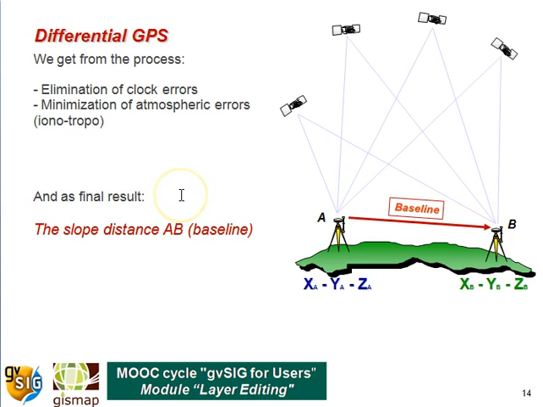Then we get from this process the elimination of clock errors and the minimization of atmospheric errors, both of them. So as a final result, I get an exact definition of the baseline of the distance, and by consequence, I will be able to define exactly, with extreme precision, the position of B.